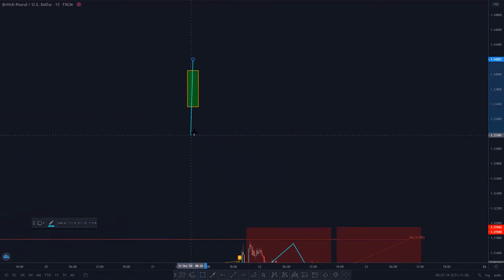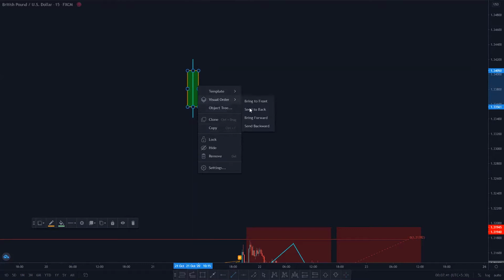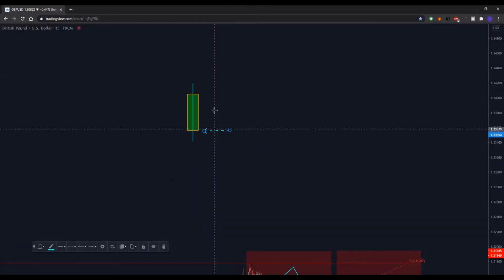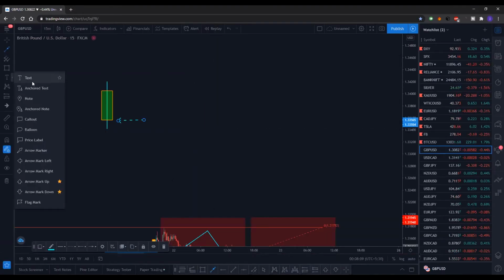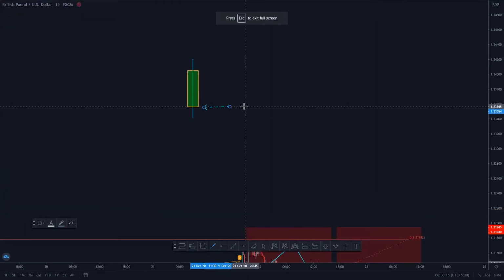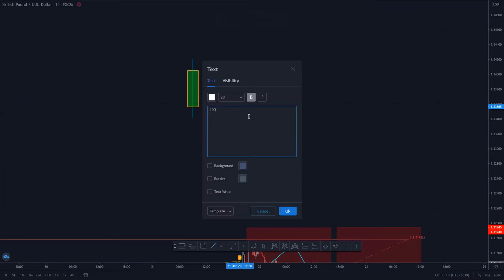Let's bring this to front. It doesn't work that way. Anyways, the point is the market opened over here. So let's put a number for that. Let's say we had 100.